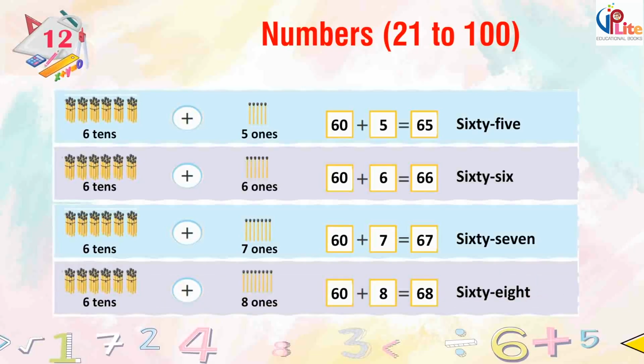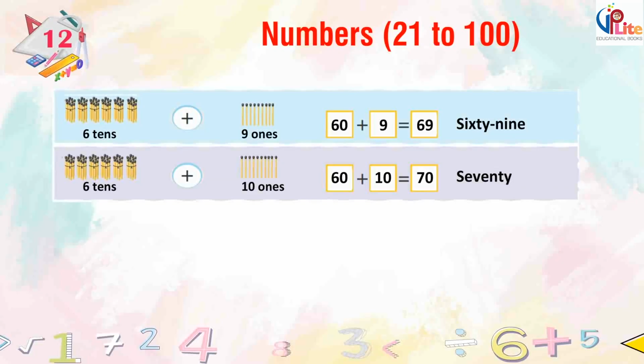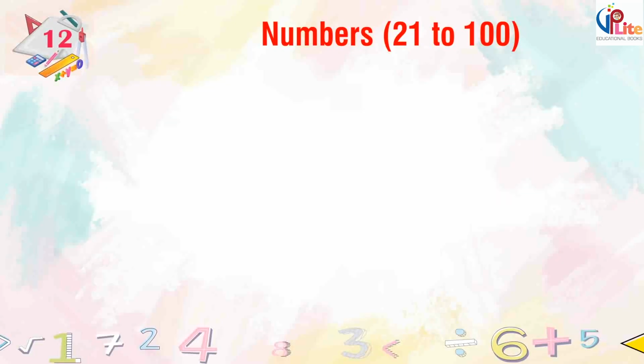6 tens plus 8, 60 plus 8 is equal to 68. 6 tens plus 9, 60 plus 9 is equal to 69. 6 tens plus 10, 60 plus 10 is equal to 70.